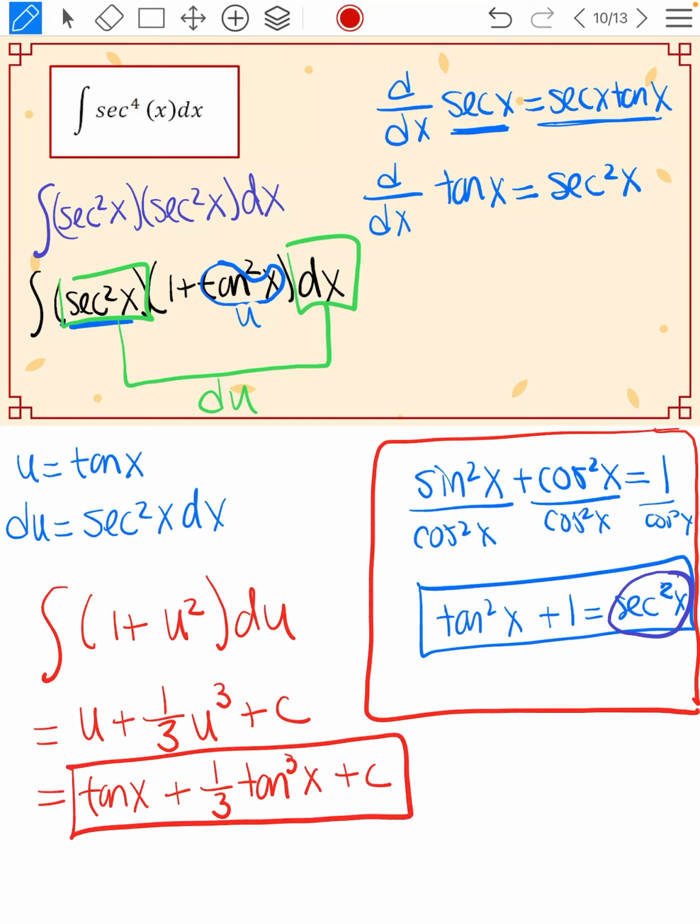And if you took the derivative of this, you will get secant to the fourth x. I'm not going to do it to make this video longer than it needs to be, but maybe you want to practice. Take the derivative of this. It'll help you review your derivatives of trig functions and using the chain rule. And when you simplify it, it does equal secant to the fourth x.